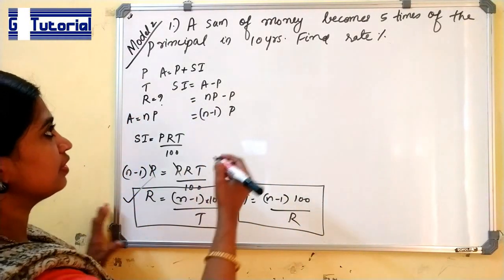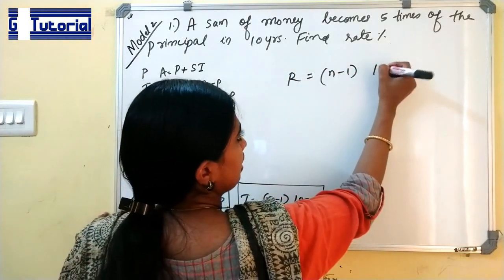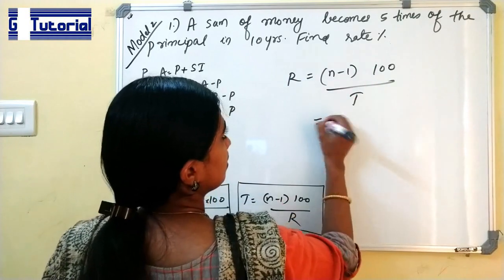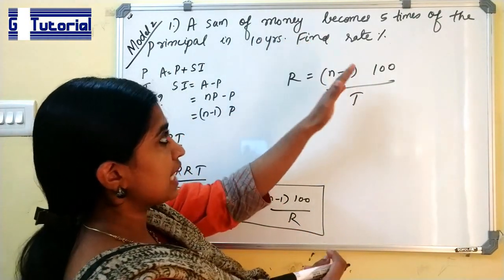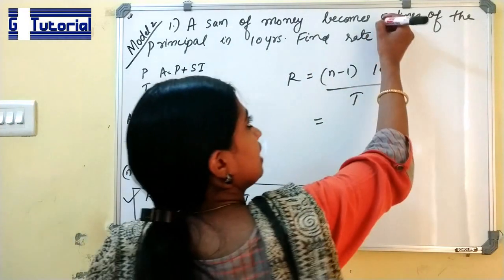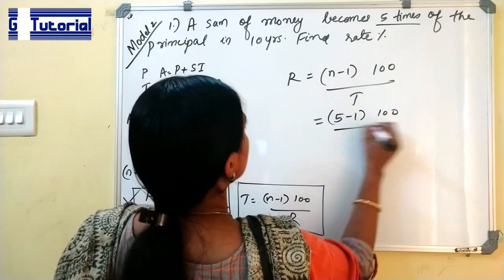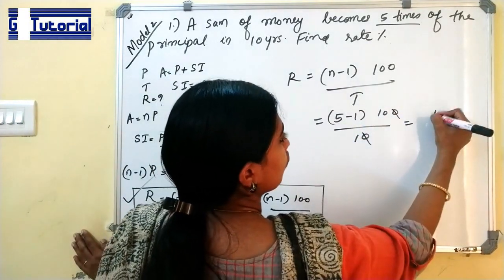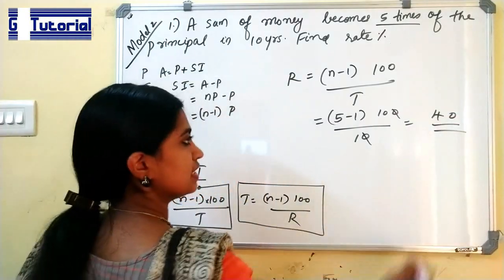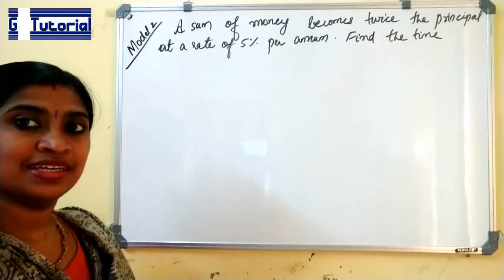Okay. You can use rate is equal to (n minus 1) into 100 divided by T. n is how many times the principal has become. Here n is 5. So (5 minus 1) into 100 divided by T, which is given as 10 years. 5 minus 1 is 4, so 40. 40 is the rate. Next question.